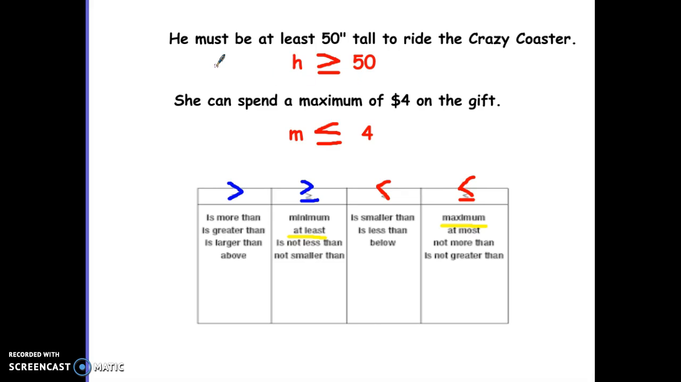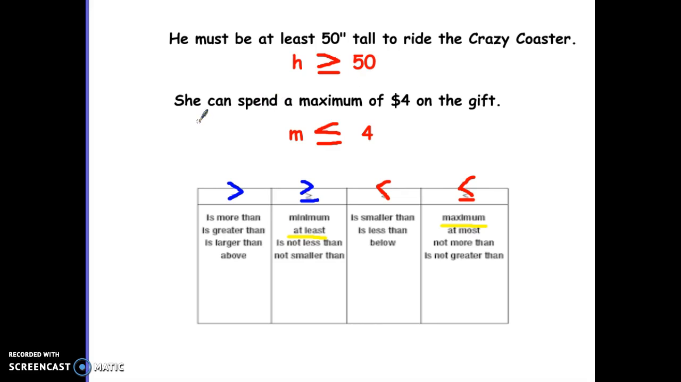Finally, sometimes you will have word problems that have inequalities. For example, if someone's going to Six Flags, the sign may say he must be at least 50 inches tall to ride the crazy coaster. That would be h, his height, is greater than or equal to 50. That means he could be 50 or 51 or 52 or 52.5 inches tall, but he can't be 49 inches tall or 49.5 inches tall.